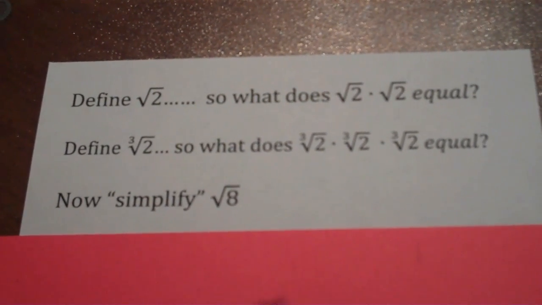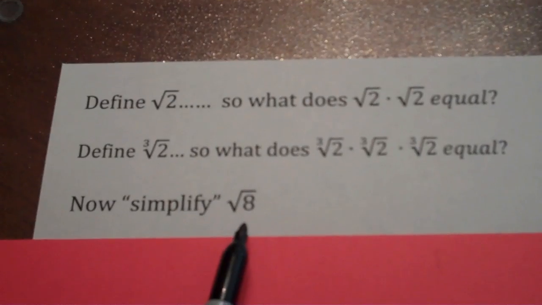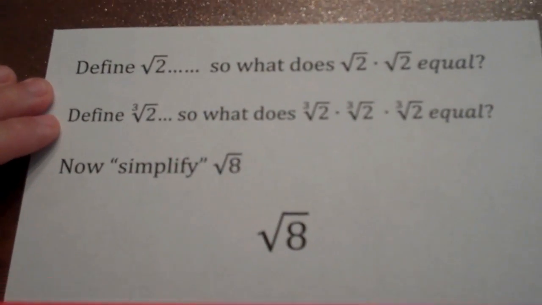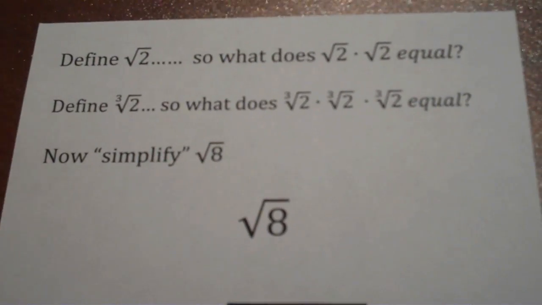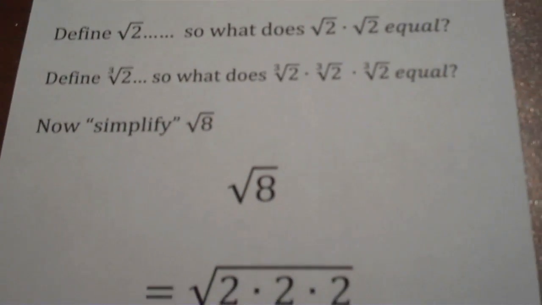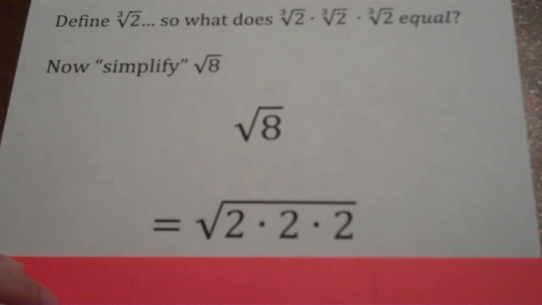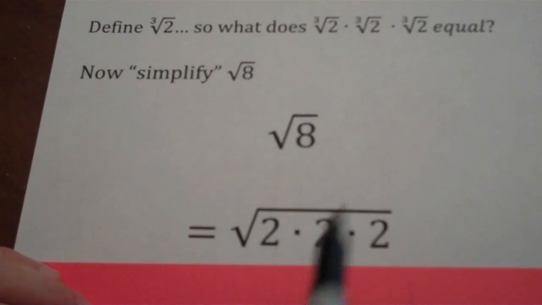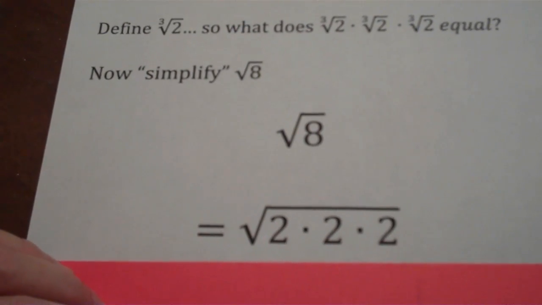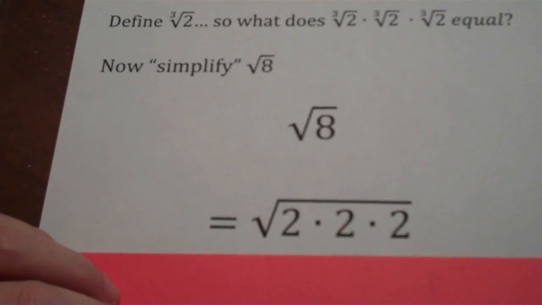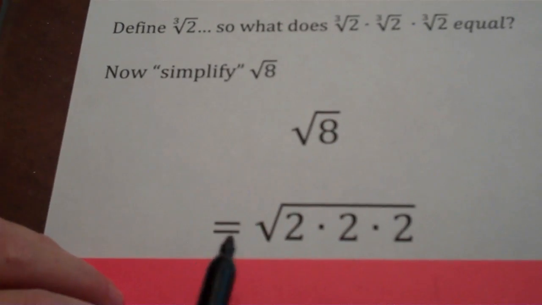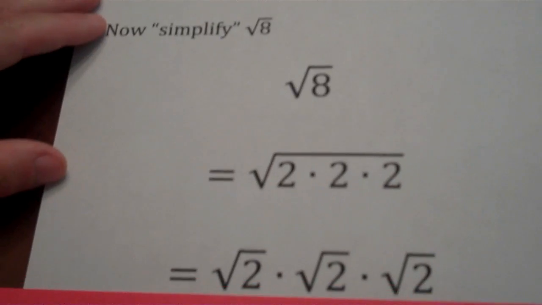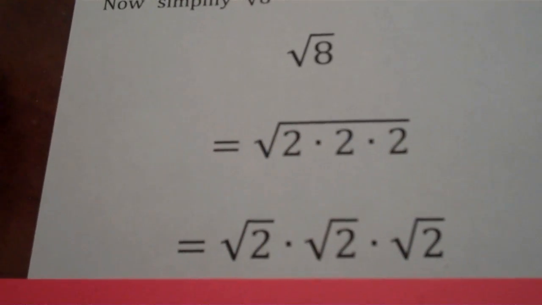Now, let's use that little nugget of knowledge to simplify the square root of 8. Let's take a peek here. What is the square root of 8? Well, first of all, 8 is the square root of 2 times the square root of 2 times the square root of 2. Or more properly, 8 is 2 times 2 times 2. So the square root of 8 is the square root of 2 times 2 times 2. But remember, before we distributed the square root across everything, I'm more or less going to do the same thing now. I can think of that this way.